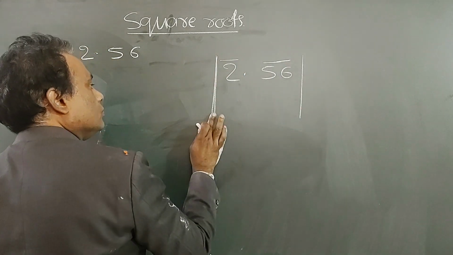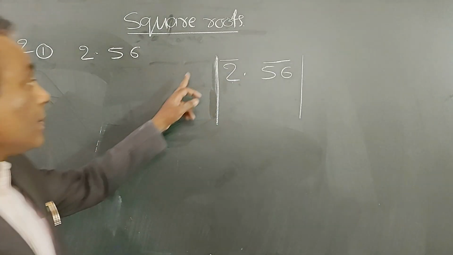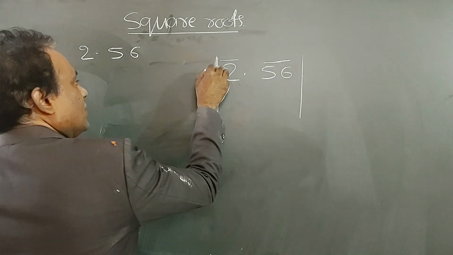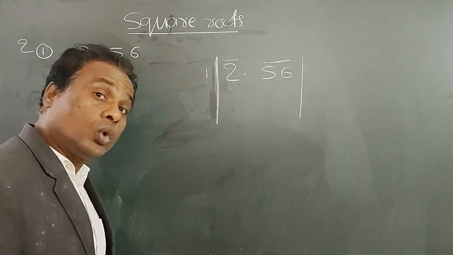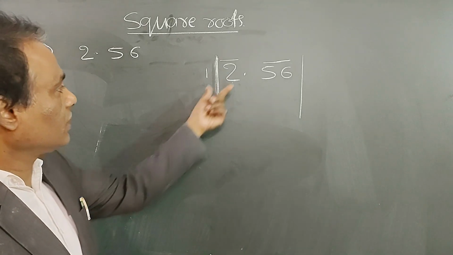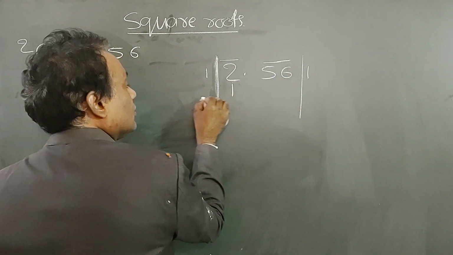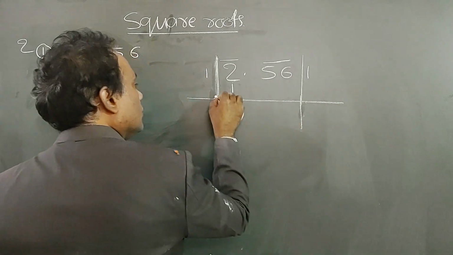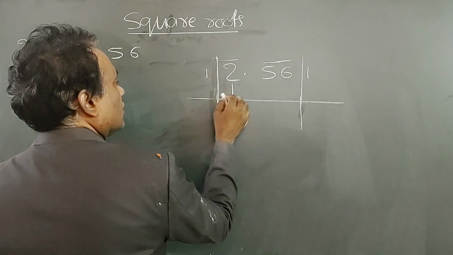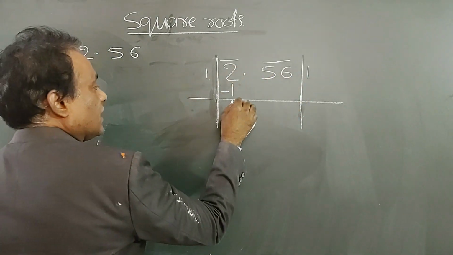First we have to take only this 2. Tell a number which multiplied with the same number gives the nearest to 2. 1 ones are 1. 2 twos are 4. 4 is greater than 2, so we take 1. 1 ones are 1. Subtraction: 2 minus 1 is 1.